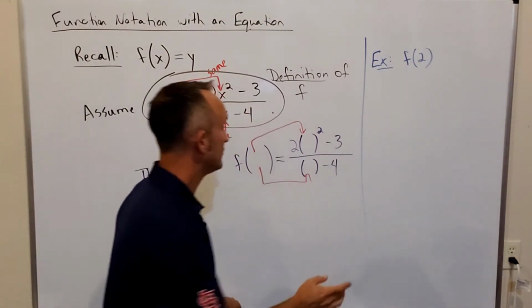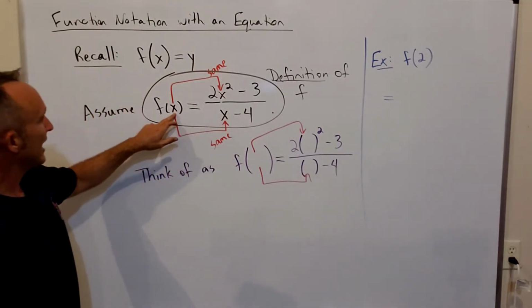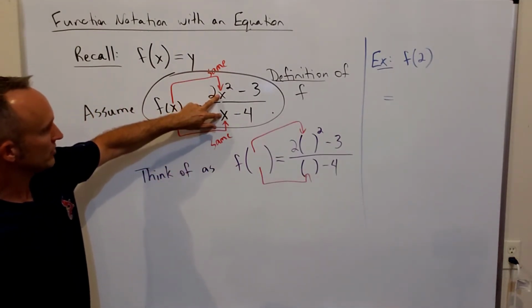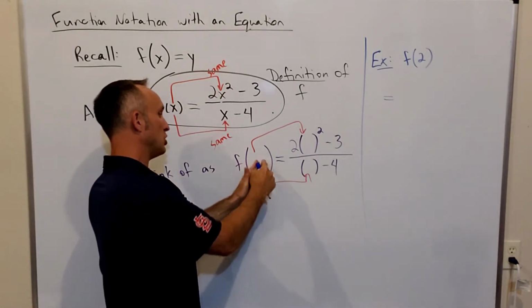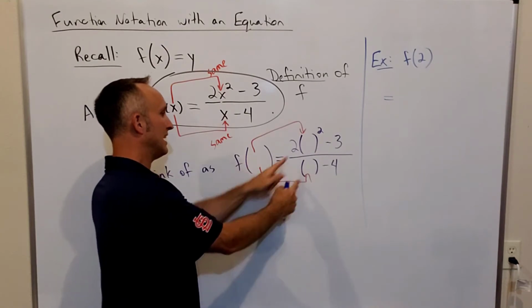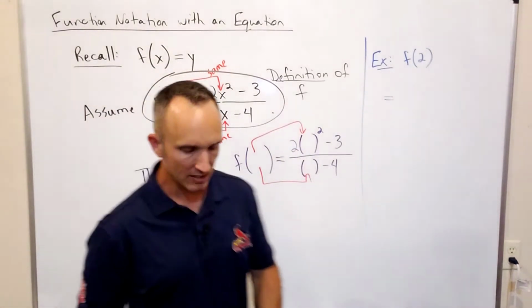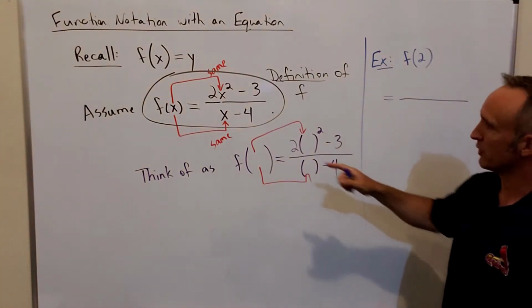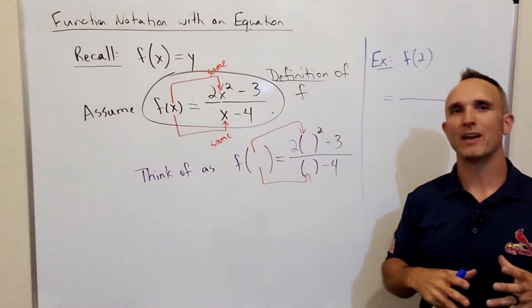So f of 2 means plug 2 in for x, right? And that means I have to replace all of my x's with 2. That's my input. Or 2 goes into the chute as the input to the f machine, and then it goes in these spots in my output. Now it's important to know your order of operations when you do this. So for example, when I say 2x squared, you have to understand what that means.